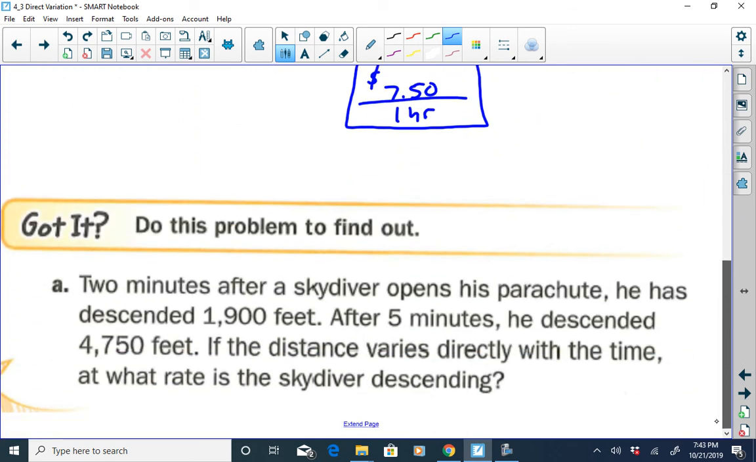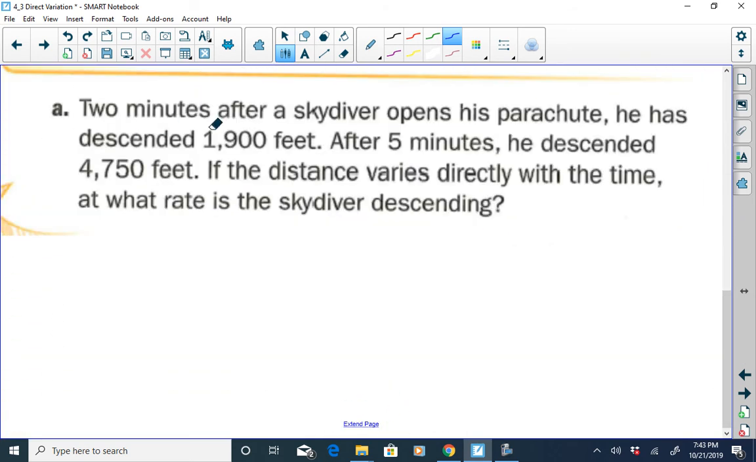All right, let's try a different one. 2 minutes after a skydiver opens his parachute, he's descended 1,900 feet. After 5 minutes, he's descended 4,750 feet. If the distance varies directly with the time, at what rate is the skydiver descending? Well, once again, we have to find that slope or the constant of proportionality. So I can take any ordered pair. My change in y is 1900. My change in x is going to be 2.